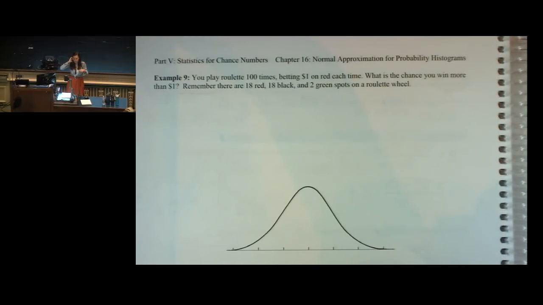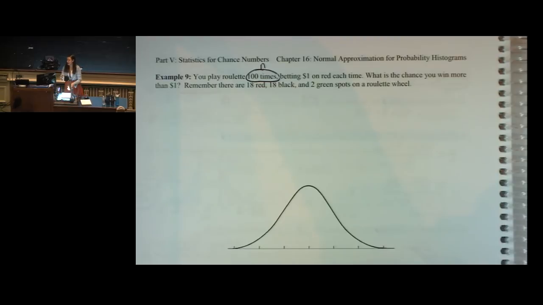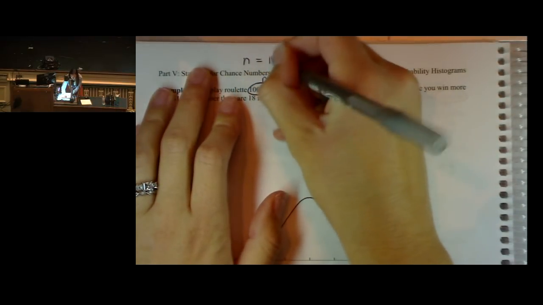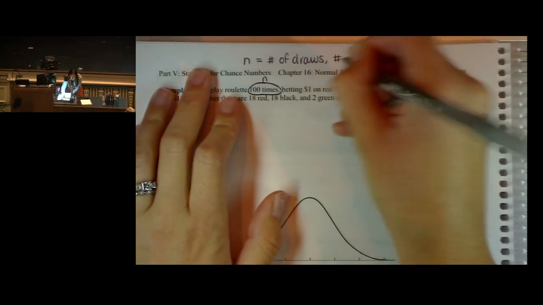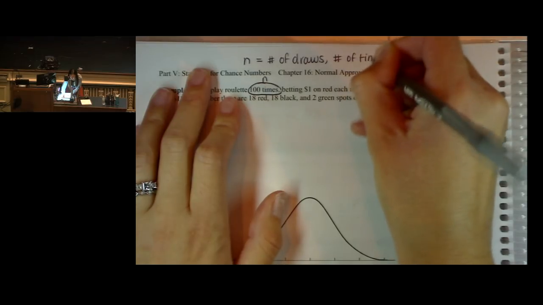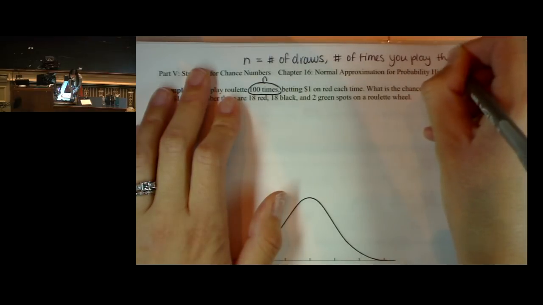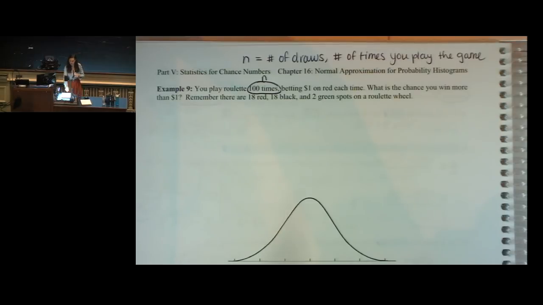It says you play roulette 100 times. All right, 100 times, that is my N. So N, just to reiterate, is the number of draws, and you can think of it as the number of times you play the game. I know some people were getting confused with the number of tickets. N is not the number of tickets. N is the number of draws. So the number of tickets is just the amount of outcomes you have if you play the game once.